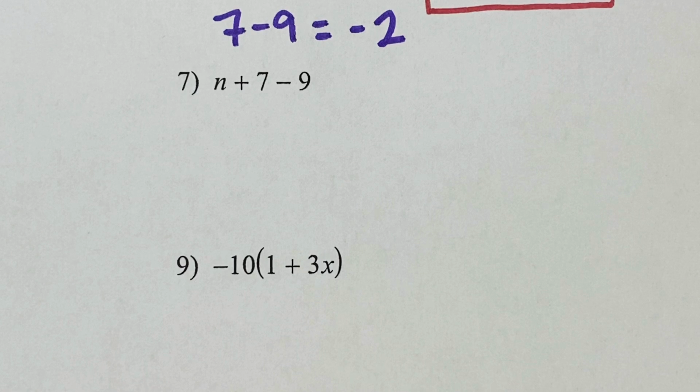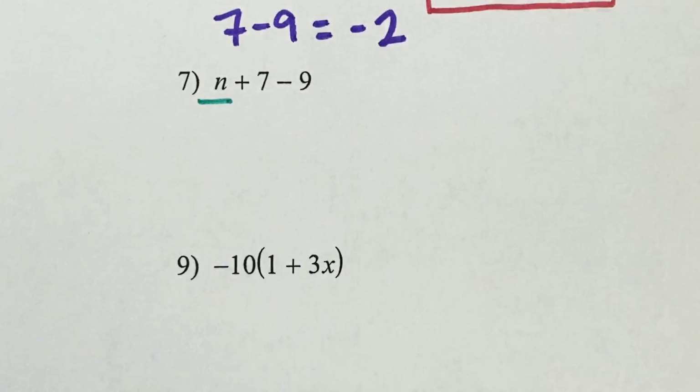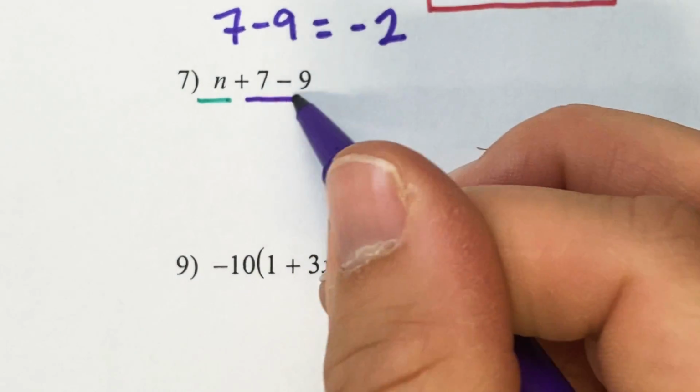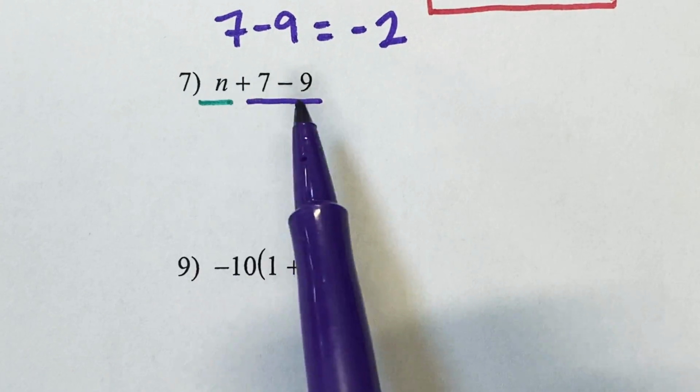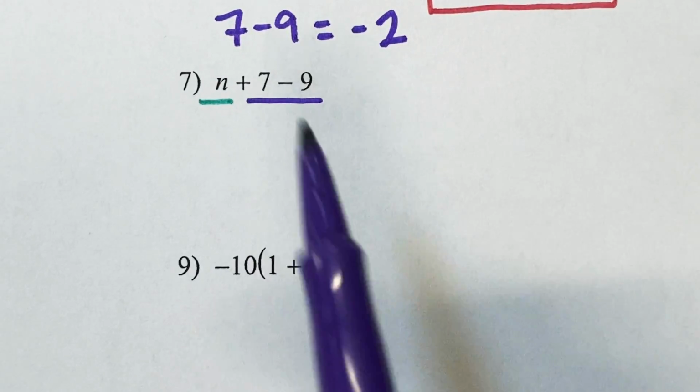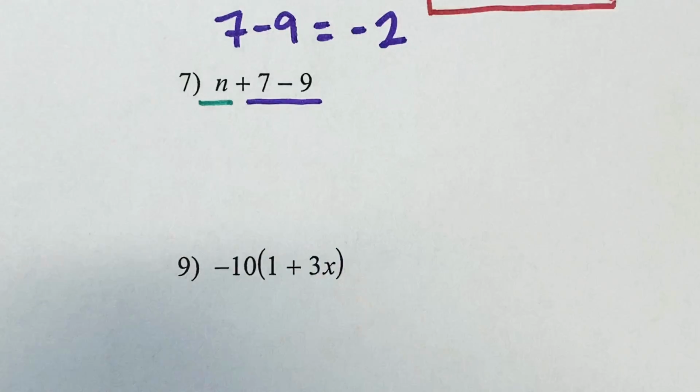Okay, number 7. Where are my like terms here? I see one variable, which is n, and then I just see two constants, 7 minus 9. Okay, so I can't combine the n with anything. There's no other n's. But I can combine this 7 minus 9.